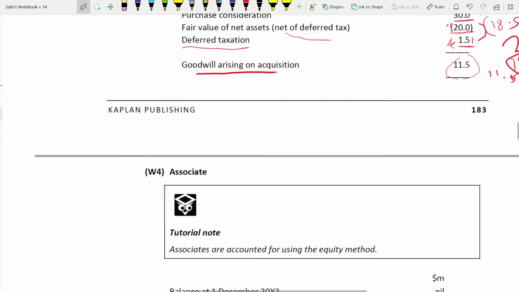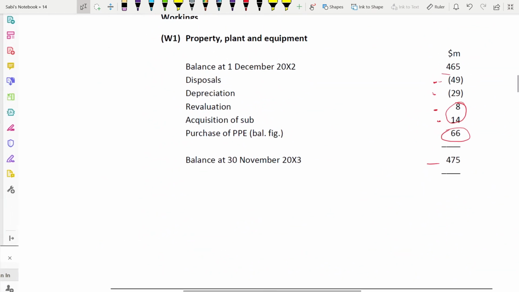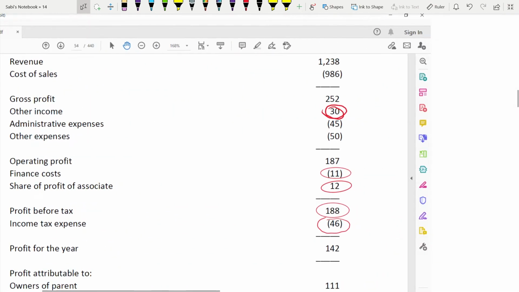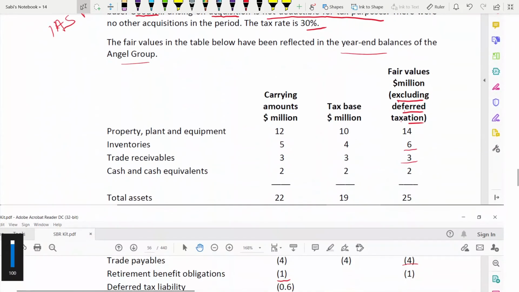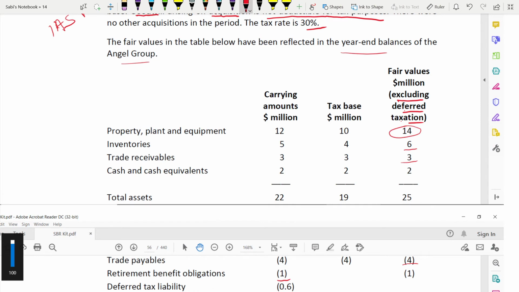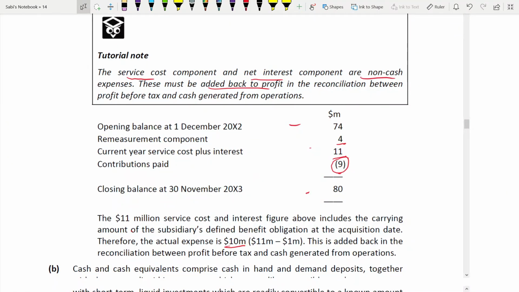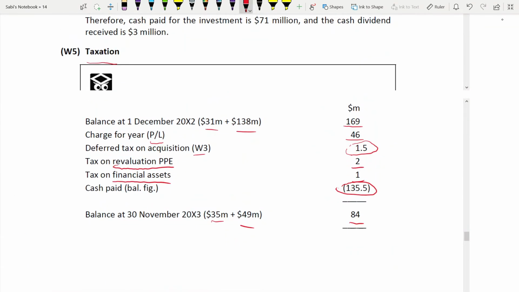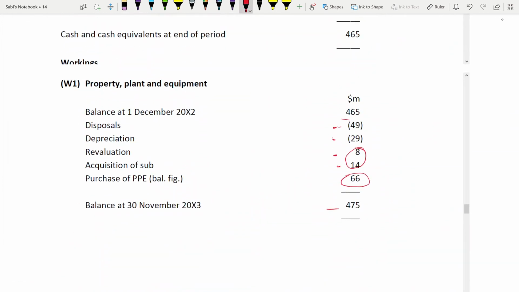After revaluation, we have acquisition of subsidiary, 14. This also needs to be there. When you have acquired the subsidiary, remember their property, plant and equipment also you will take. So it is given in their account. You see here, this 14. You are taking the fair value. So 14. Next is, sorry, this is taxation. So the balance is your purchase.